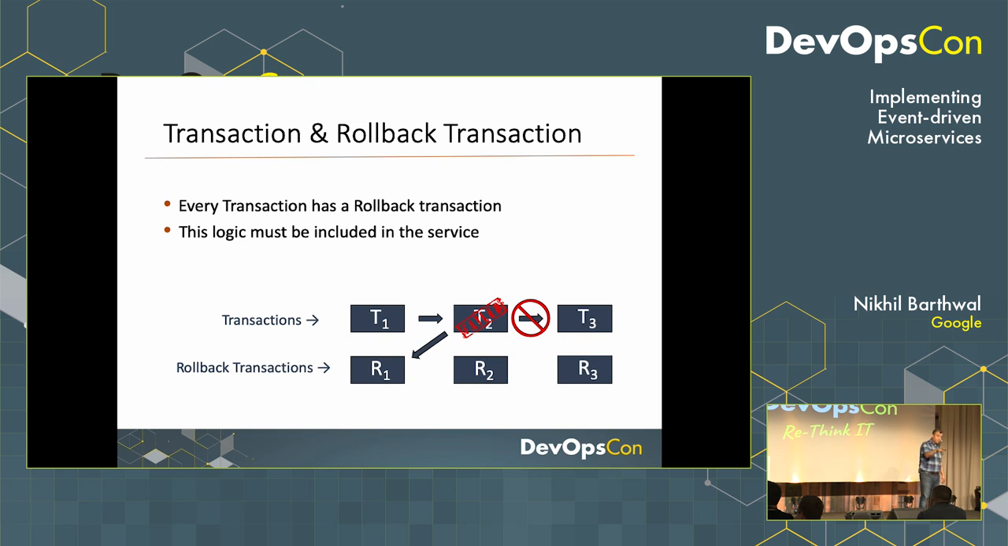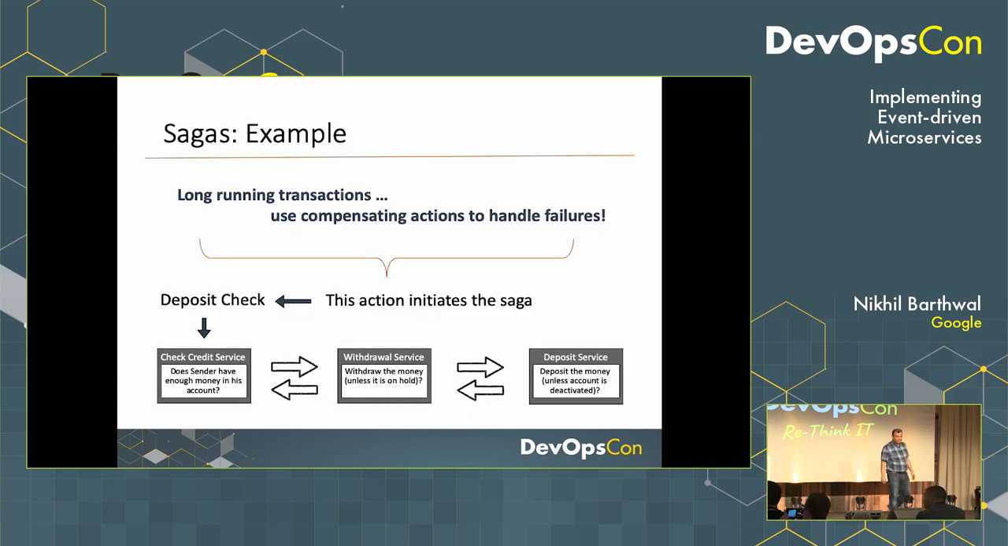It actually will call back the R1, which is the rollback transaction. You could get into some pretty interesting scenarios with that. Again, there is a lot of branching. I mean, this is a simple example. You can get into a branching scenario. So let's actually take an example here.